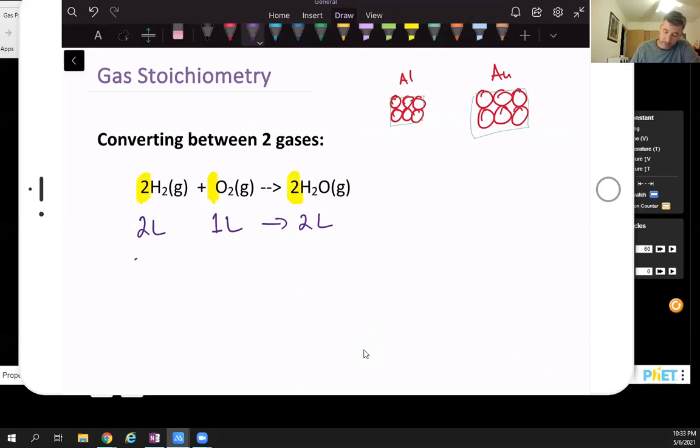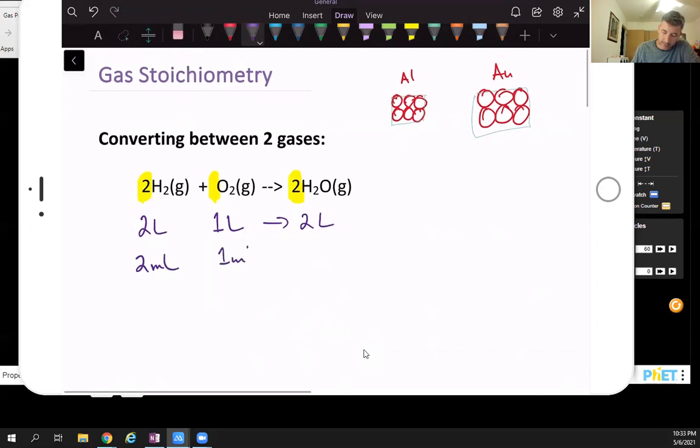We could change it to milliliters, it doesn't really matter. It's just a ratio. So 2 milliliters of hydrogen, 1 milliliter of oxygen would result in 2 milliliters of water vapor. And of course, we can still consider them to be moles and molecules if we need to, but you'll see that it's helpful to see them as volumes as well.